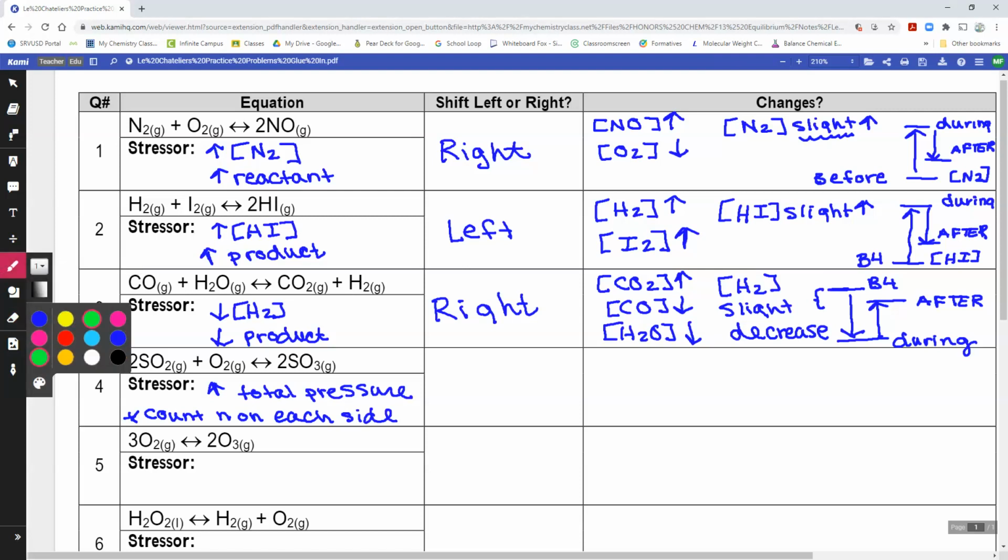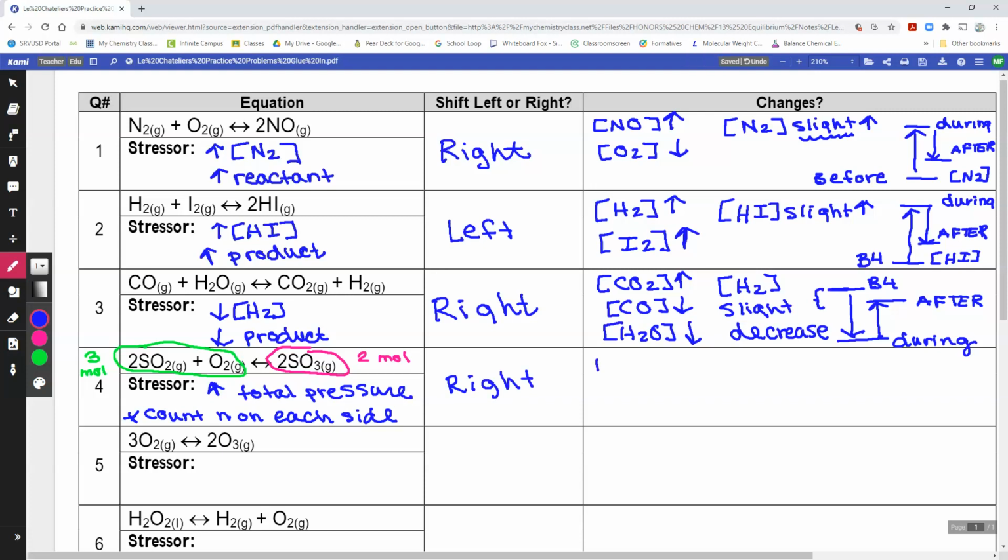So if I look at this, on this side on the left, I have 3 moles. On the right, I only have 2 moles. So if I've raised the pressure, I need to go to the side that has fewer moles so that the particles do not feel so crowded. So I'm going to proceed and shift to the right.